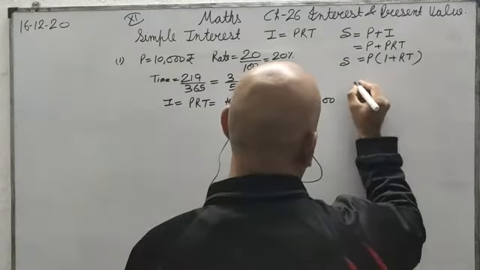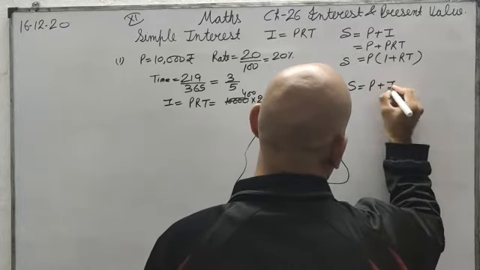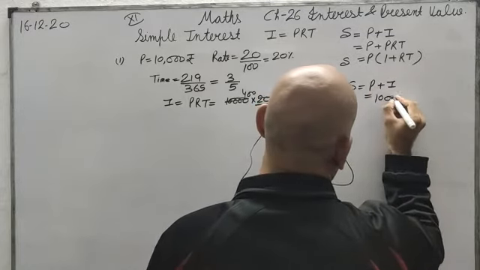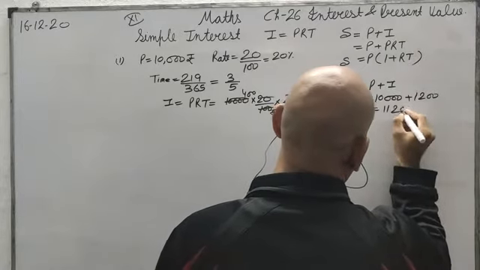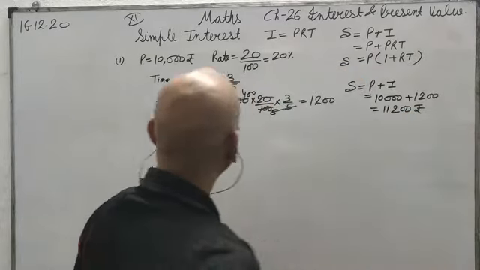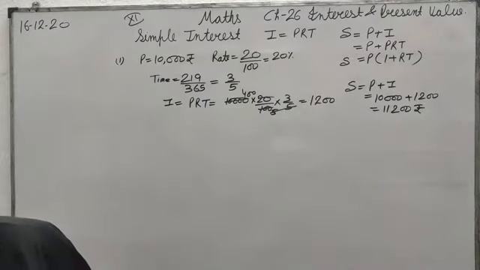And if he is looking for sum, that is amount, that is principal plus interest, so we can get that by 10,000 plus 1200, 11,200 rupees. So you will get some simple questions like this. The level of questions will increase. Let us see another question.